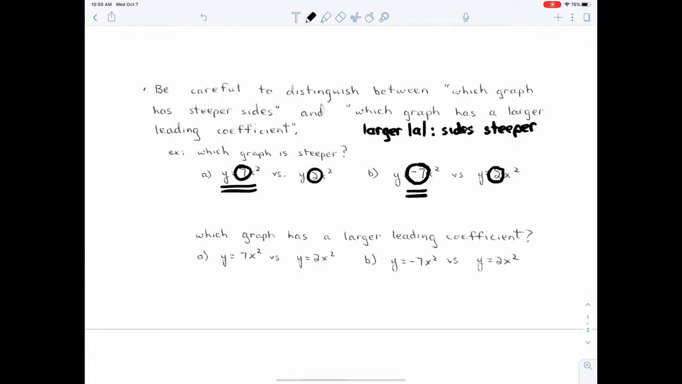Which graph has the larger leading coefficient is a different question because you're not taking the absolute value. The question is, which one's bigger, 7 or 2? Well, 7, so that one has a larger leading coefficient. Which one is bigger, -7 or 2? Well, would you rather have -$7 or $2? I'd rather have $2 because it's bigger. So this one has the larger leading coefficient. They're just saying the number is larger. That's all. Not which one has steeper sides. For steeper sides, you look at the absolute value of the leading coefficient. Which one's larger? For the leading coefficient, you just look at the number.